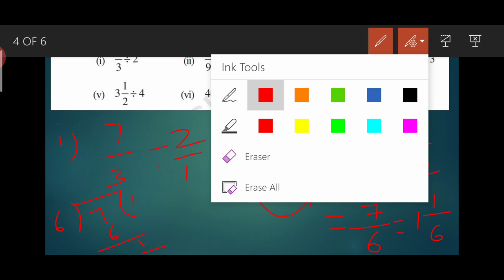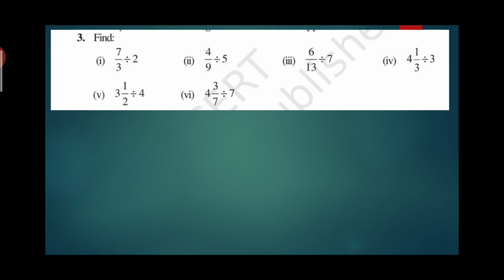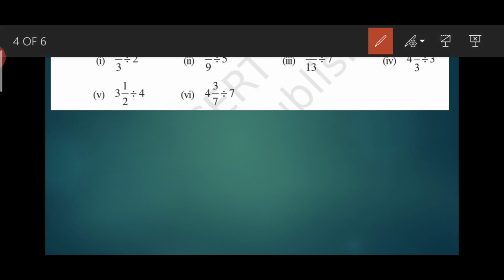Now let us take the fifth part. Let us take this part. Here it is given 3 1 by 2 divided by 4. So first you have to convert the mixed fraction into a simple fraction. How will you convert it? You will multiply 3 into 2, and in the result of multiplication you have to add this value, that is 1, and the denominator will be the same.